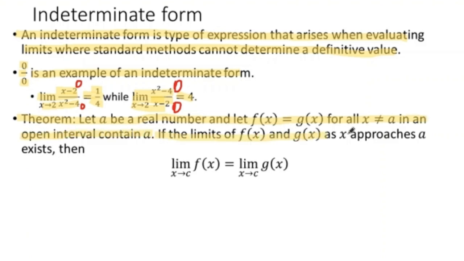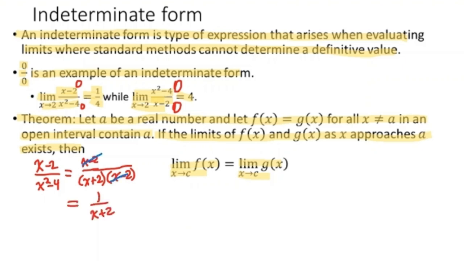If the limit of f of x and g of x as x approaches a exists, then the limit as x approaches c of f of x equals the limit as x approaches c of g of x. So if we take a look at x minus 2 over x squared minus 4, x squared minus 4 can be factored. Thanks to a difference of squares, x squared minus 4 factors to x plus 2 times x minus 2. Now, we're conditioned to think that if we cancel out the x minus 2's, our common factor, then x minus 2 over x squared minus 4 is equal to 1 over x plus 2.